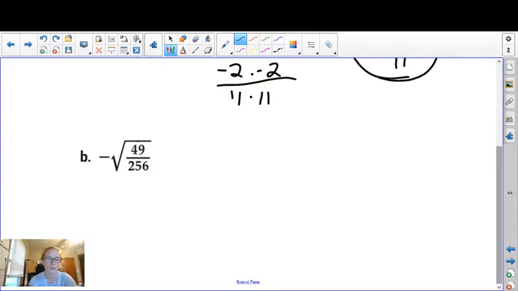-49 over 256. Well, the square root of 49 is 7. The square root of 256 is 16. And since it starts negative, my answer will be negative. There will be no plus or minus in this case.